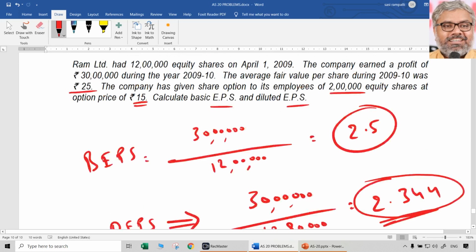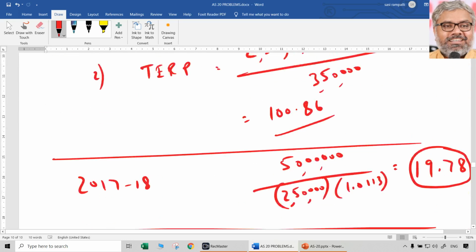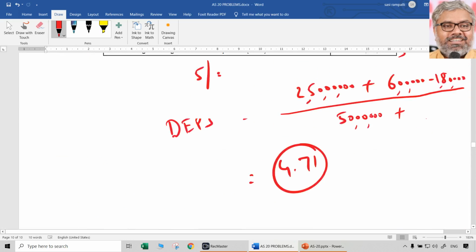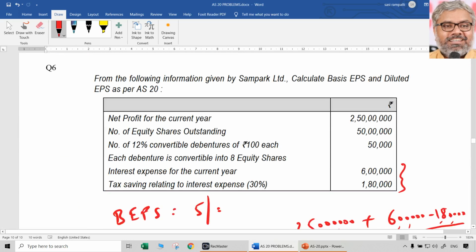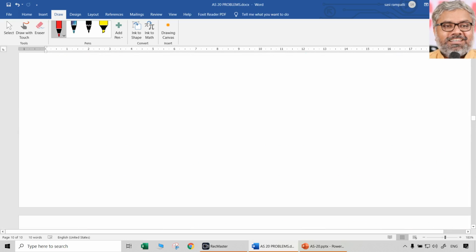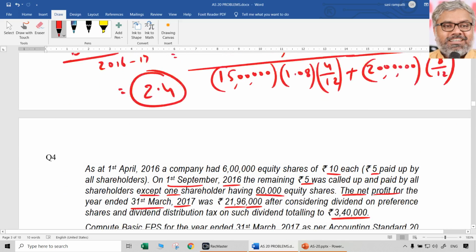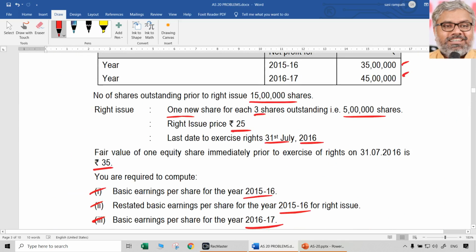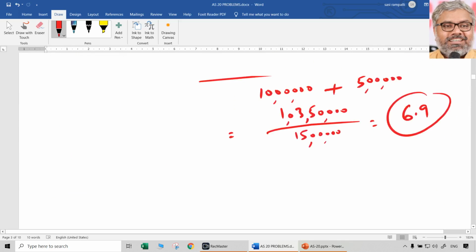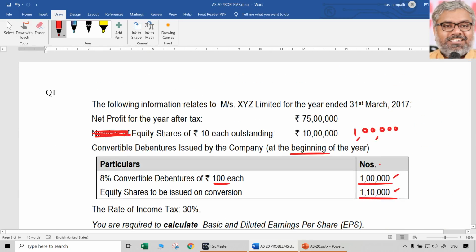So these are the only possible types of questions. There could be options, there could be bonus shares, there could be right shares, and basic EPS of previous years to be restated because of right shares, and diluted EPS has to be calculated because of conversion, and weighted average number of shares to be calculated carefully. Particularly, there could be even partly paid shares now becoming fully paid. All types of models which are possible to be asked in the examination have been covered here. Practice these questions carefully. Any one type of question with some different numbers using the same principles of AS20 can be asked in the examination.